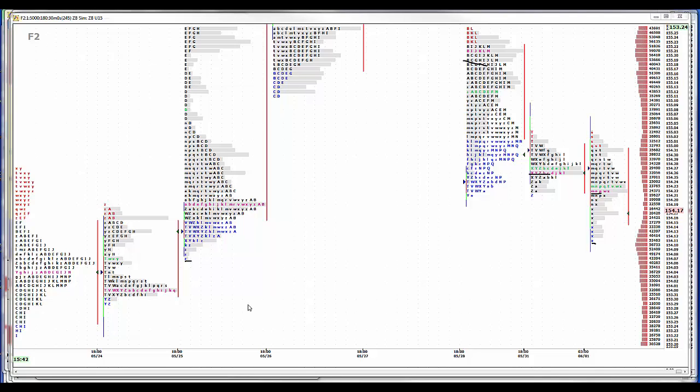So 24, 23, 27 will be sell one for the bond. We'll make 3 to 7, sell 2. I think we're headed a little bit lower, so maybe stops below 10. So 5 to 9, buy 1. And then 25 to 29, buy 2.